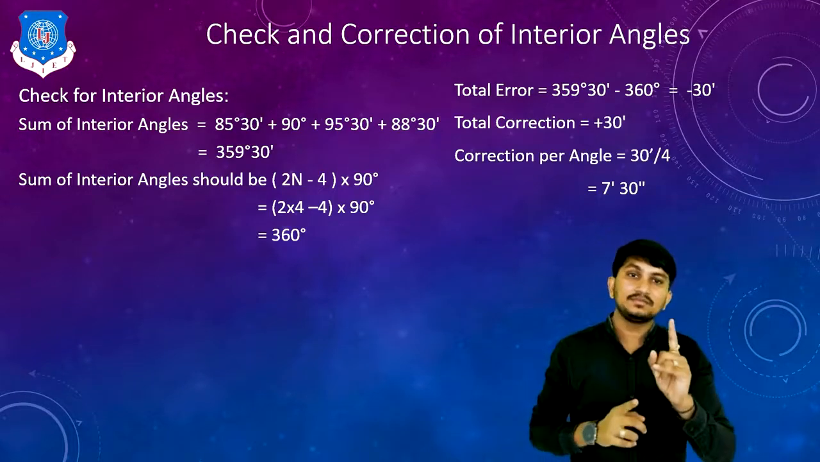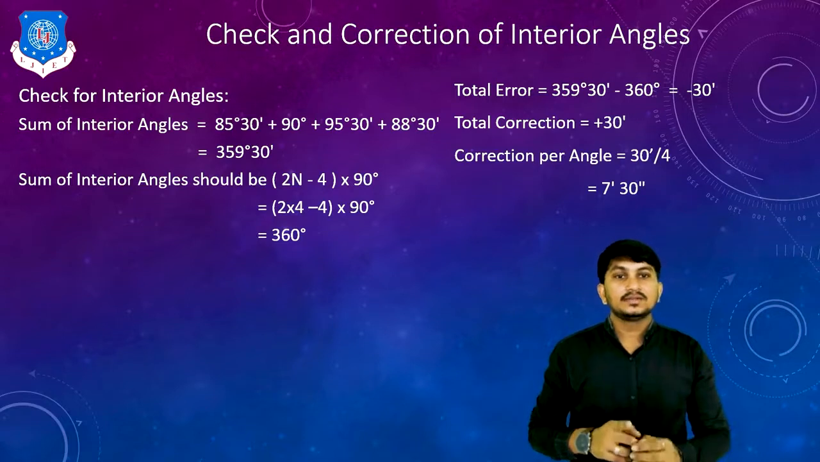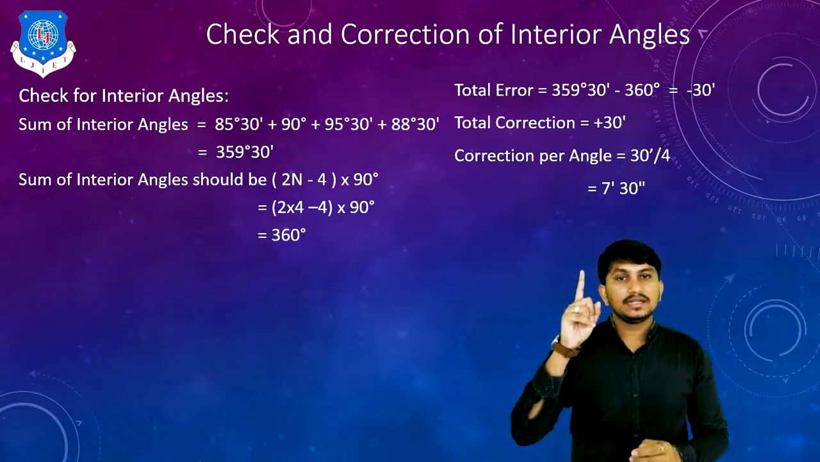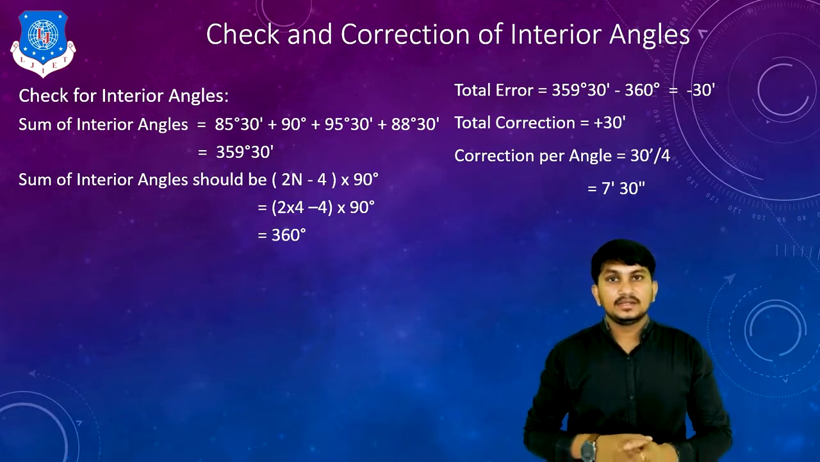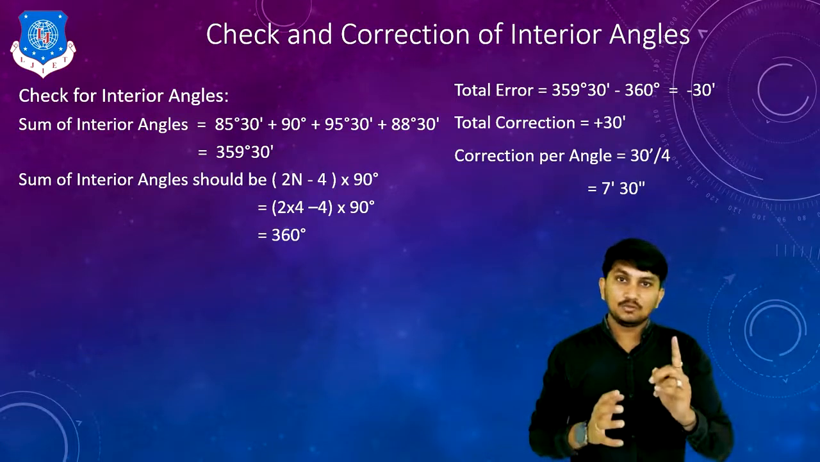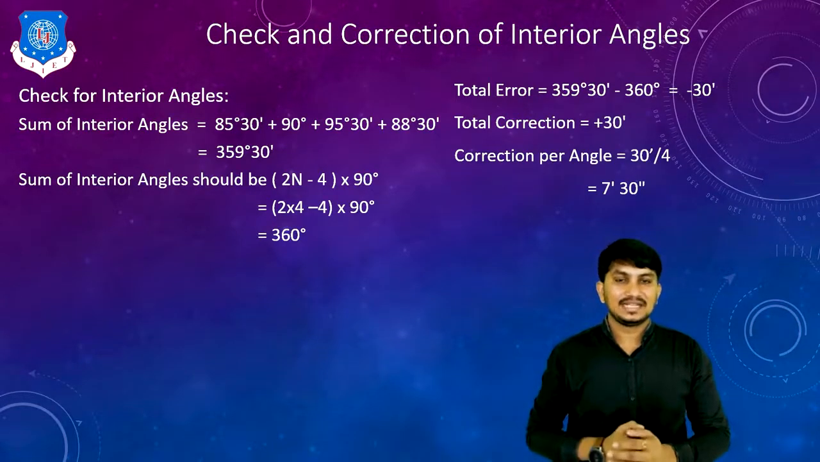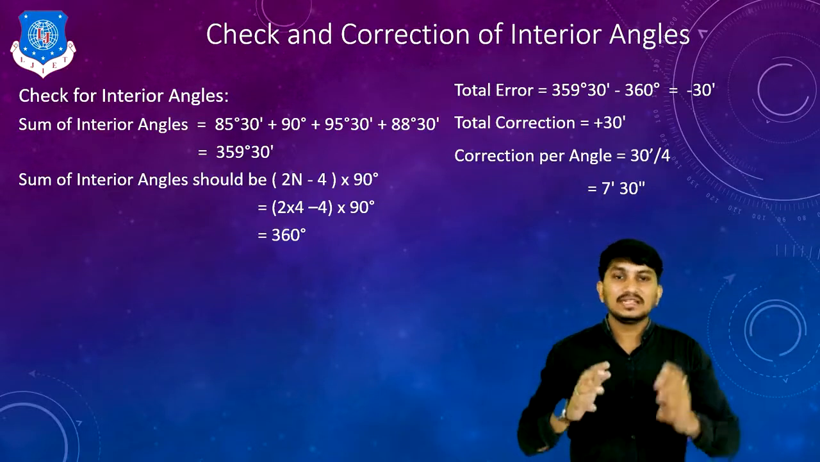60 seconds means 1 minute. So here 30 minutes divided by 4 means 7.5 minutes. 60 seconds is equal to 1 minute, so half a minute is 30 seconds. 7.5 minutes means 7 minutes 30 seconds.